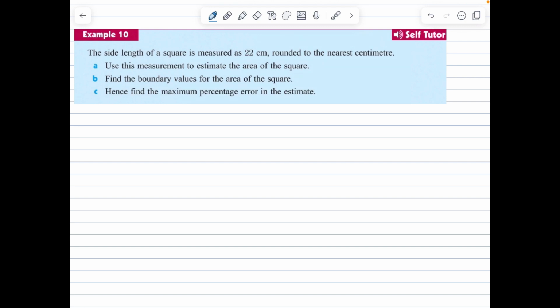And now we've reached our last example, example 10. The side length of a square is measured as 22 centimeters, rounded to the nearest centimeter. Use this measurement to estimate the area of the square. So here we are just going to take 22 and use our area formula. Area of a square is just side squared, or 22 squared, which is 484 centimeters squared.